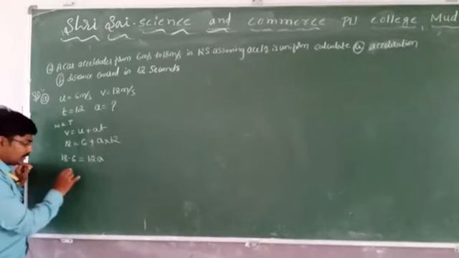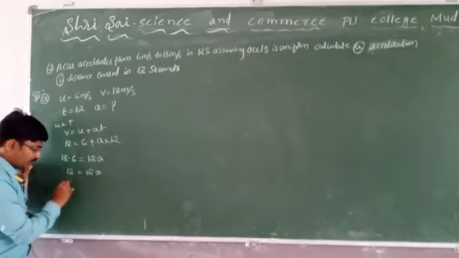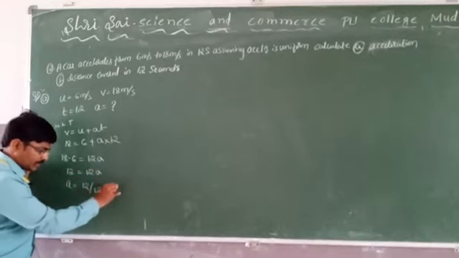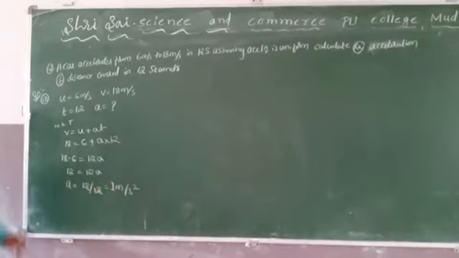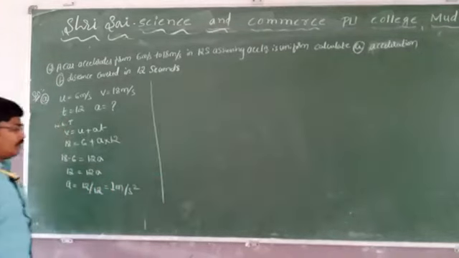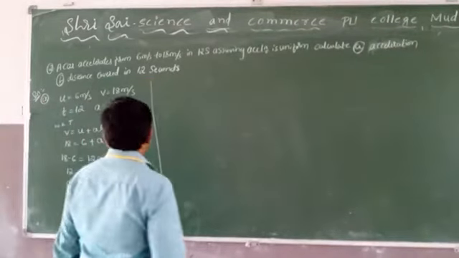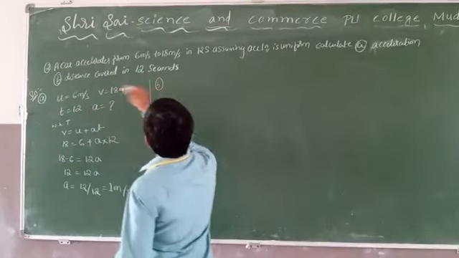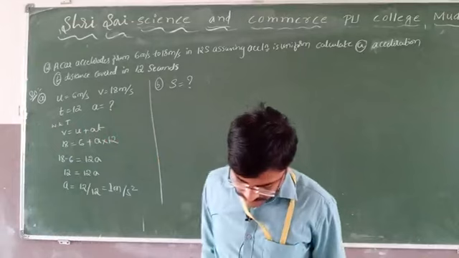How much? 12 A. Bring this 12 to this side. Therefore A is equal to 12 divided by 12, that is 1 meter per second square. This much of acceleration. How much acceleration they have given? 1 meter per second square. This is acceleration. Then to find B, how much distance? S is equal to how much? How much distance they consider?